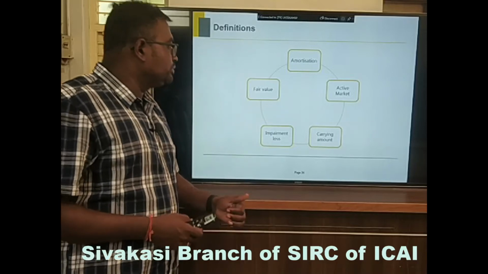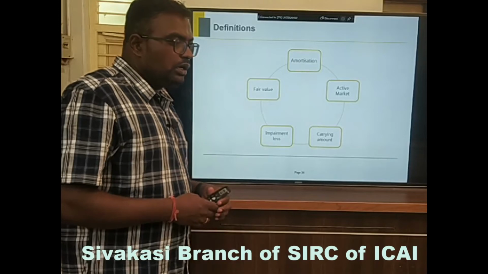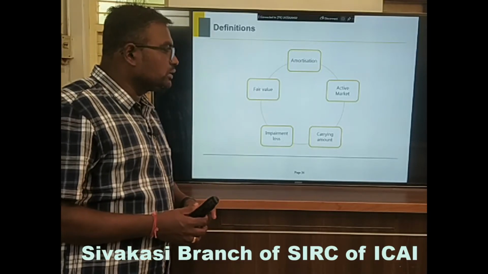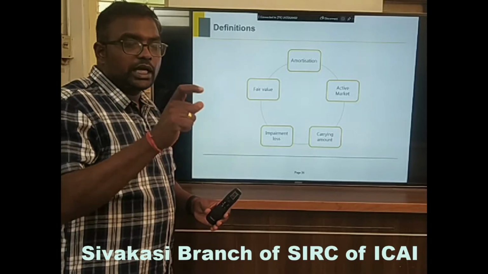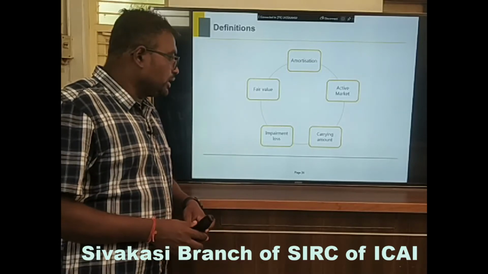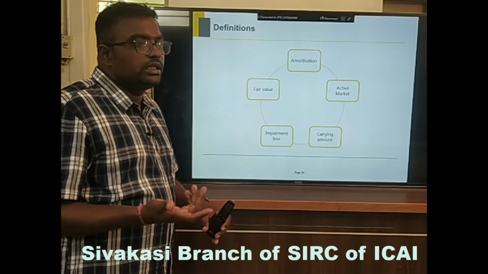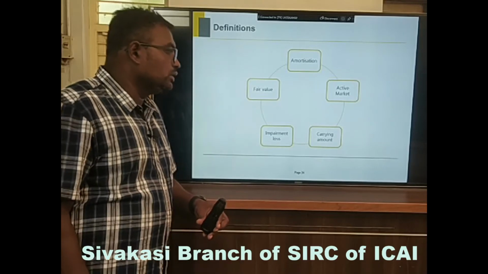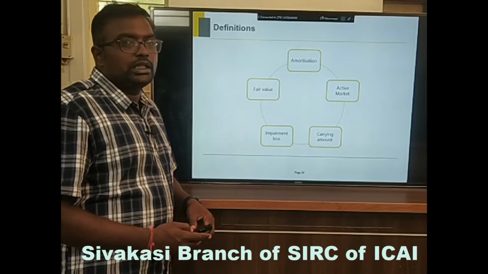So fair value, which we have already seen in the other standards, is between knowledgeable parties in arm's length transactions. Impairment loss arises when the carrying amount is more than the net selling price. Say for example, I am carrying the asset at 100 rupees, whereas I can sell the asset in the market at only 80 rupees. The 20 rupees is called impairment loss. The carrying amount is whatever is there in the books, like in my example 100 rupees.